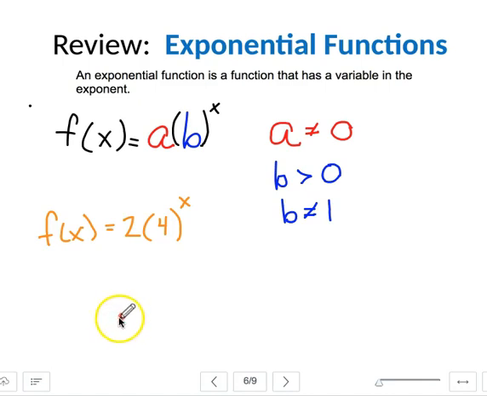Remember linear equations, we get that nice line when we graph linear equations or linear functions. We are increasing by the same amount each time. But with exponential functions, we are no longer increasing by the same amount each time. So we're going to have a different shape to our graph when we graph exponential functions. Let's take a look at what our exponential functions look like when we graph them.